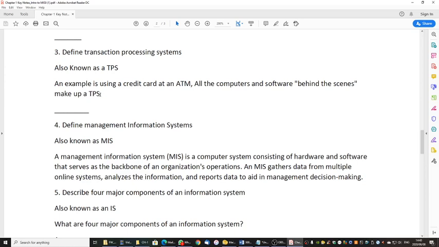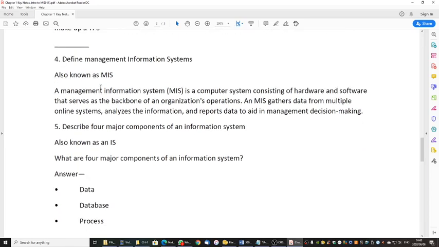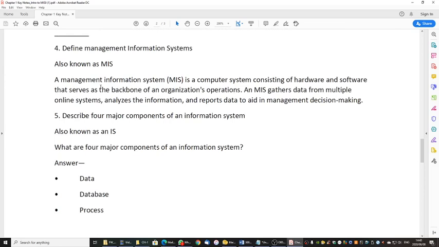So you would go to an ATM, you would put in your card, you would run what we call a transaction, and you would receive your money, and that is effectively the software and hardware and people behind that, which is a TPS. Define a management information system.